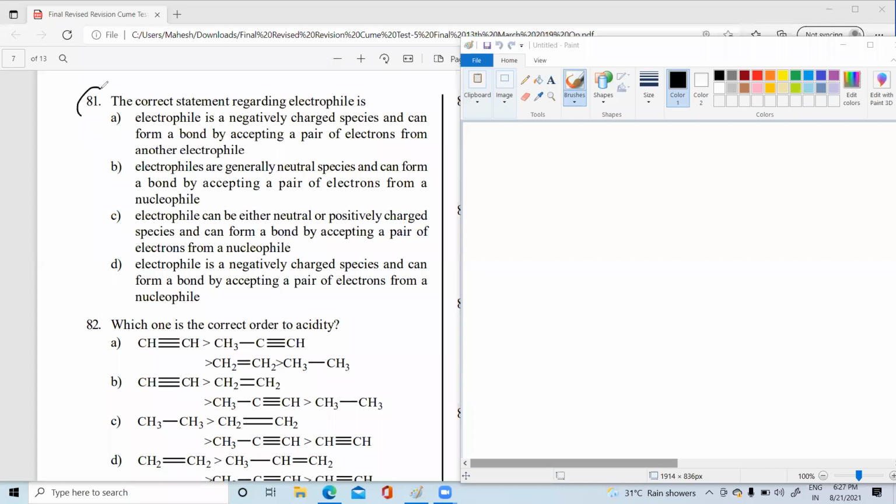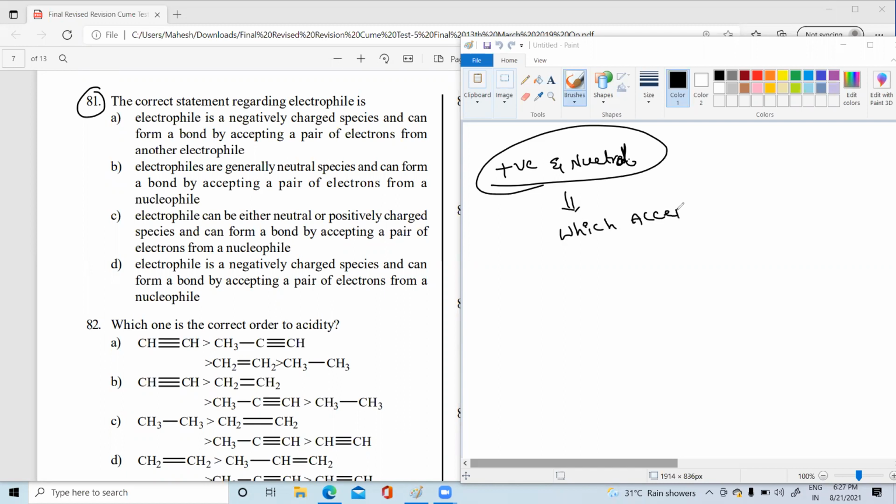Next question, number 81, students. The correct statement about the electrophile. Electrophiles are positively charged, and neutral ones will also be present. But what does electrophile mean? It can accept a lone pair of electrons from others.